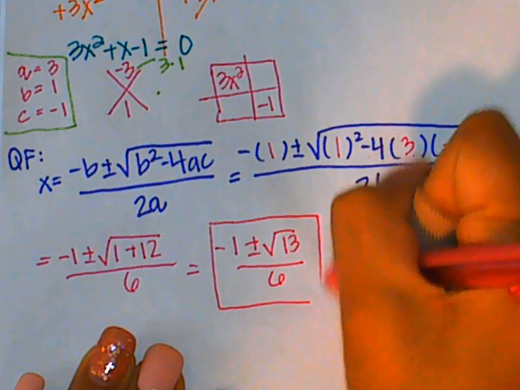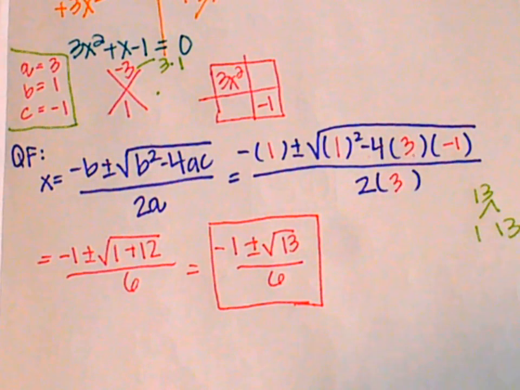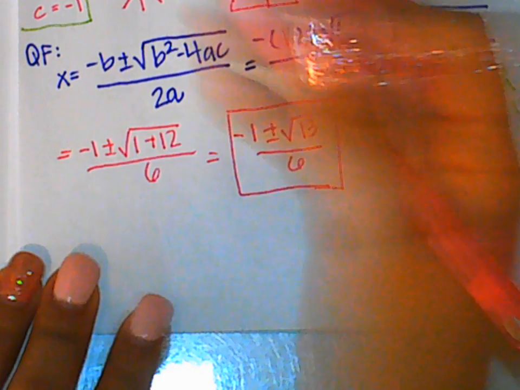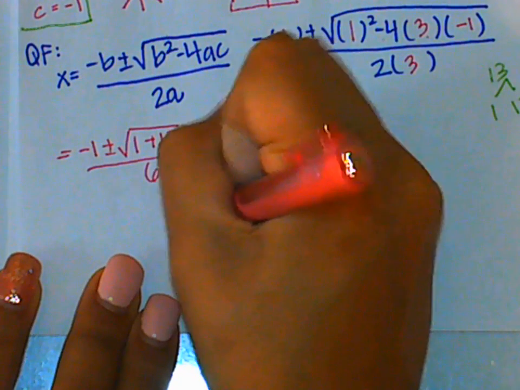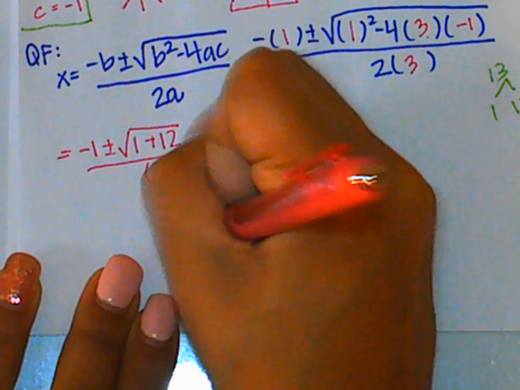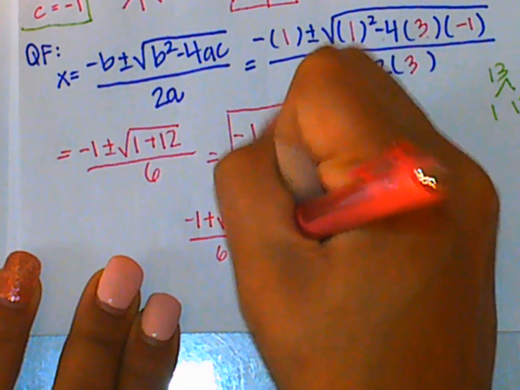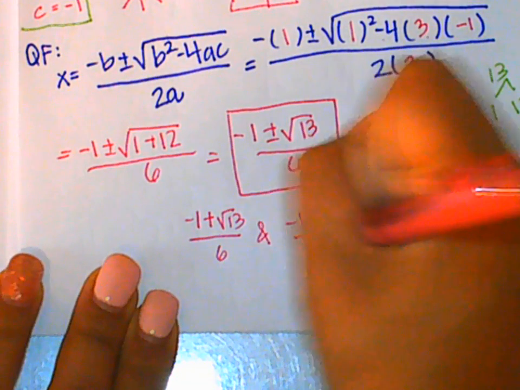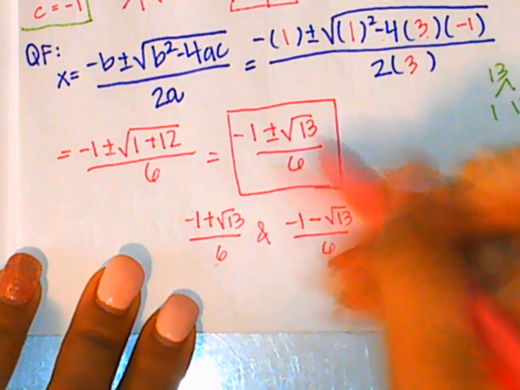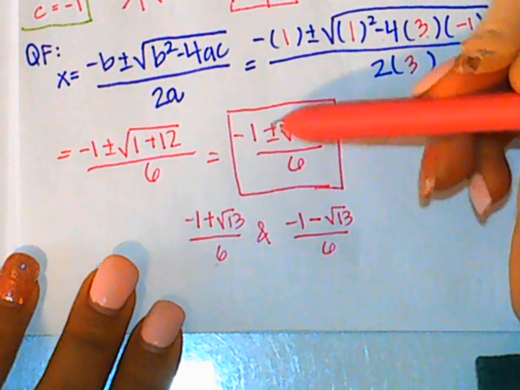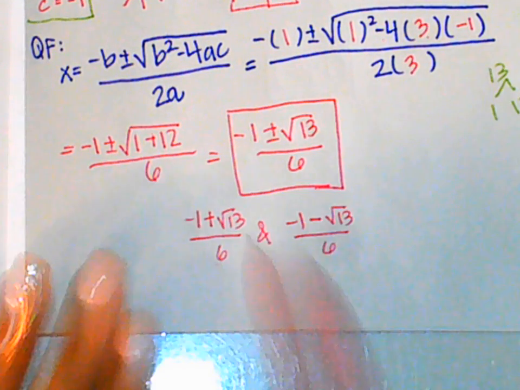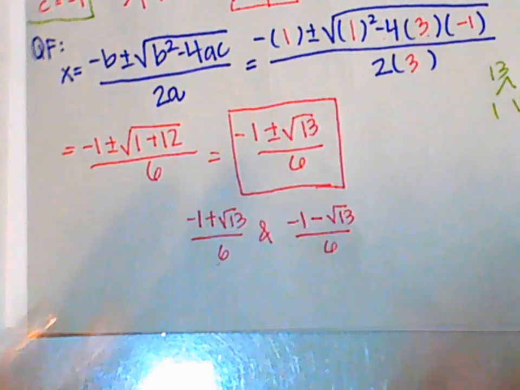Just be careful when you're typing or looking for this answer in. If you don't have that symbol, you can just break this down as -1 plus radical 13 over 6 and -1 minus radical 13 over 6. This is the same thing as that. Sometimes the symbol doesn't pop up as one of the options when you're entering this in, but you could do it this way, just with a comma or something like that.